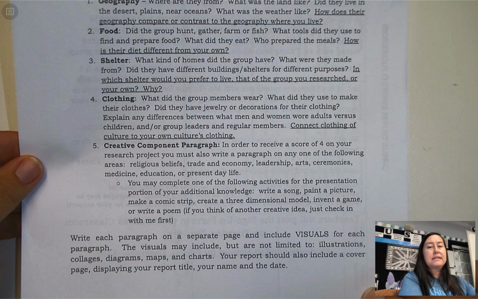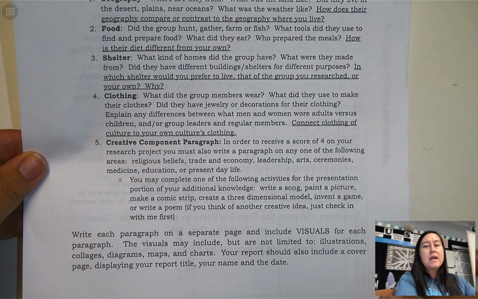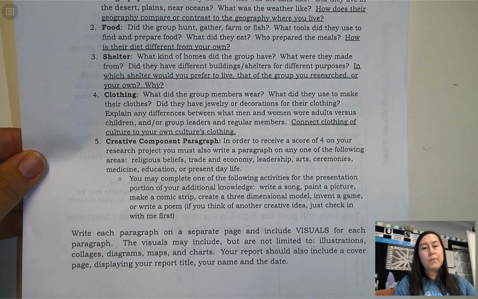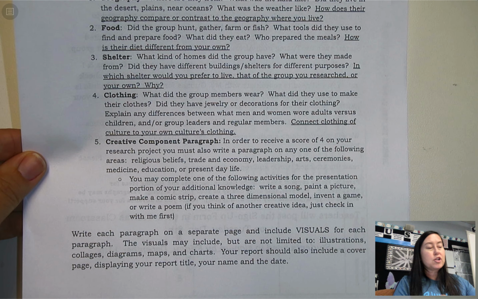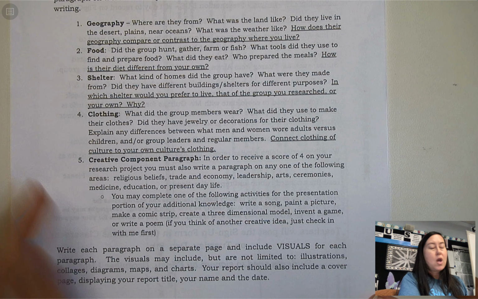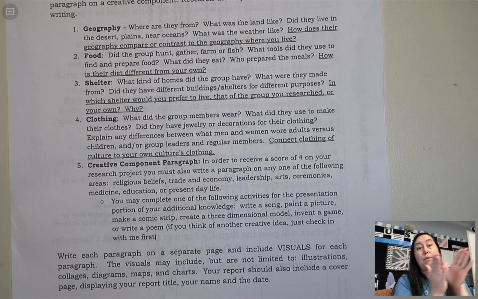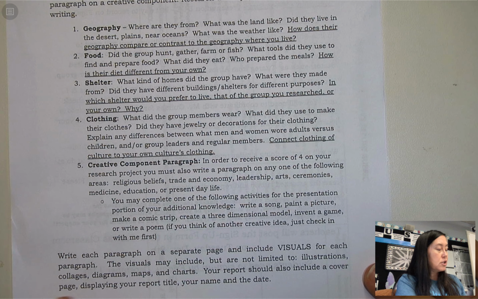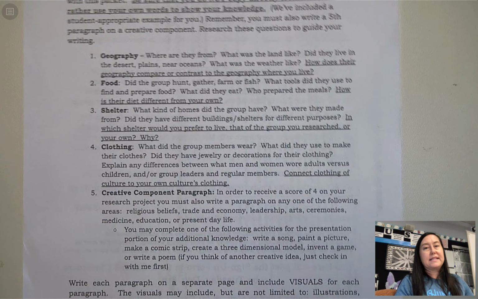And you will write a paragraph on a separate page, and you will include visuals for each paragraph. The visuals may include, but are not limited to, hand-drawn illustrations, collages, a diagram, maps, or charts. So for all of these paragraphs, each paragraph needs to have some sort of visual. We also want your report to have a cover page, a report title, your name and date. So you may have a separate piece of paper that has the name, date, title, homeroom. We will show you an example of that.